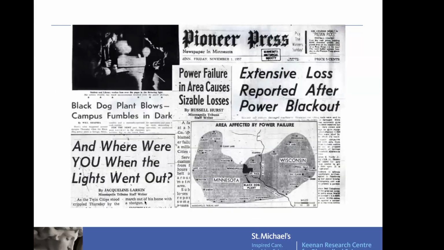And then the lights go out. This is Halloween in 1957. There was an explosion at a power plant. I think it was either one or two power plants. It was crazy. And then the hospital actually lost power.